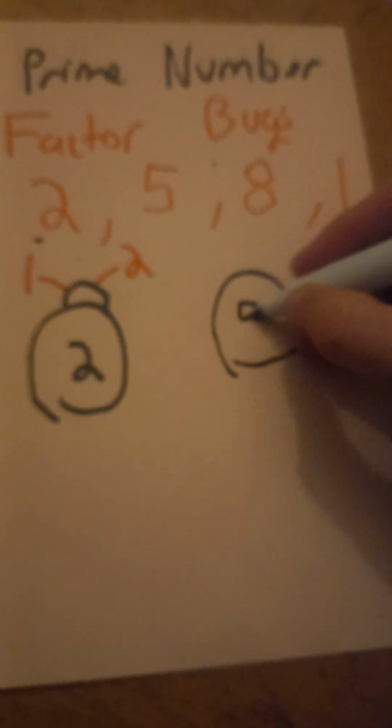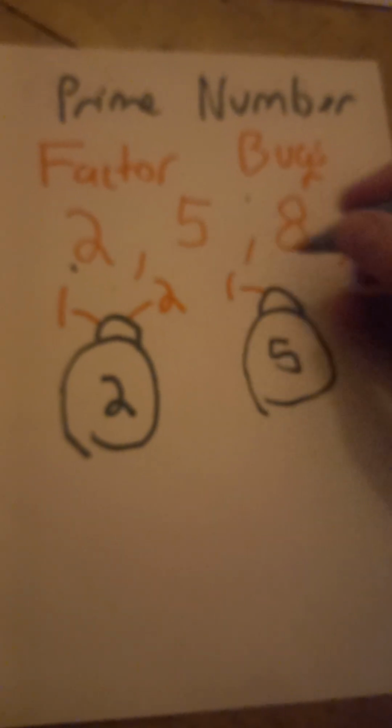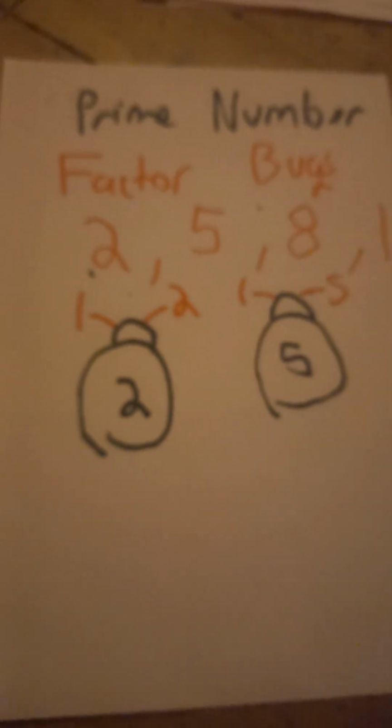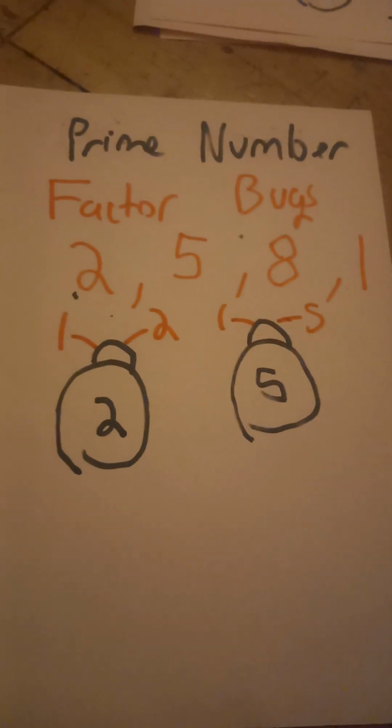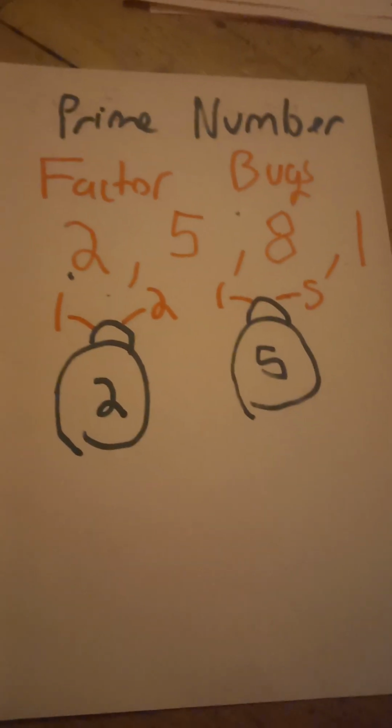5. Let's see how we can make 5. 1 and 5. Uh-oh, that is the only way to make it. So it's a prime number because it only has exactly 2 factors.